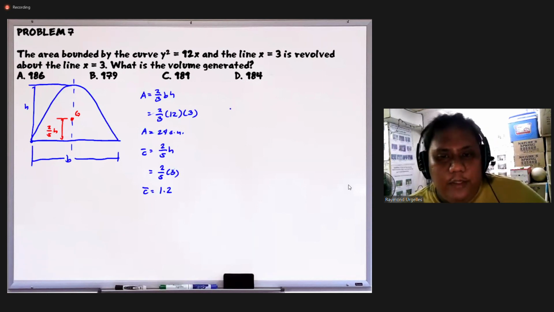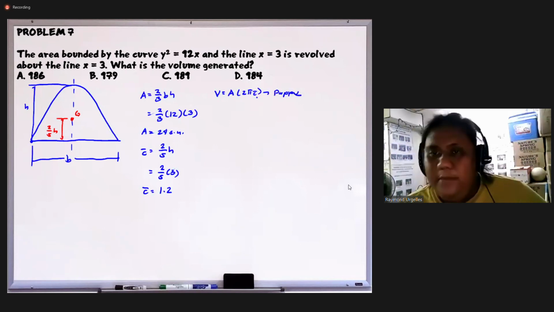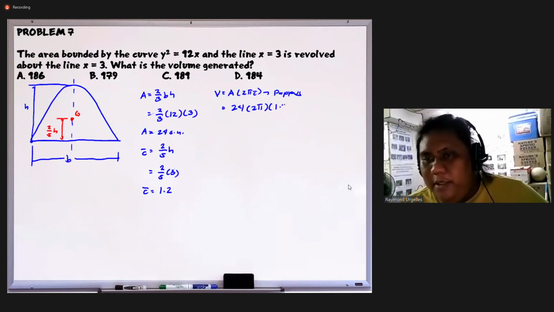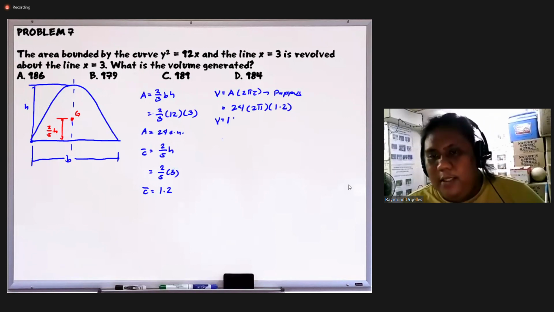So then solving dun sa volume natin by Pappus theorem, this is equal to area multiplied by 2 pi C-bar. So ito yung Pappus theorem. We have area natin, 24 square units multiplied by 2 pi multiplied by C-bar, 1.2. So yung volume natin dito is 24 times 2 pi times 1.2. So we get 181. So this will be in cubic units.